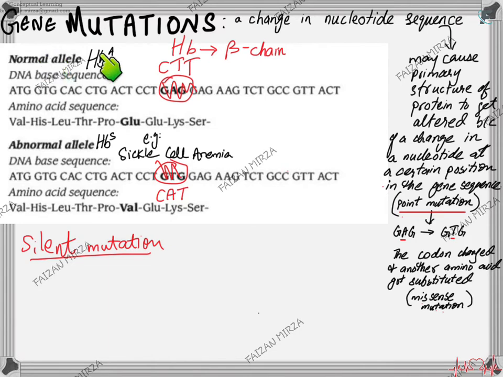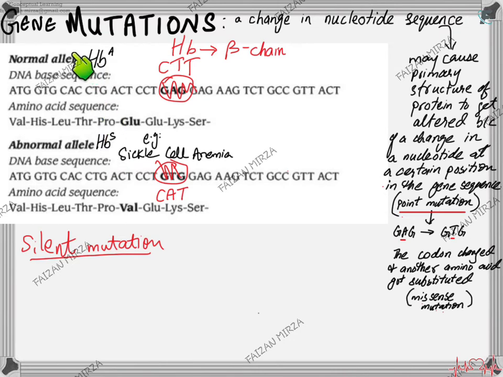Hemoglobin beta chain has a normal allele and an abnormal allele. The normal allele is HbA, the abnormal allele is HbS. This is the dominant allele HbA, this is the recessive allele HbS. A person will always have two of these, like one of this and one of this, or probably both of these. If a person is HbA, all the hemoglobin will be normal. If the person is HbS, then the person will be suffering from sickle cell anemia. If the person is HbA and HbS together, the person will be a carrier of the sickle cell trait.